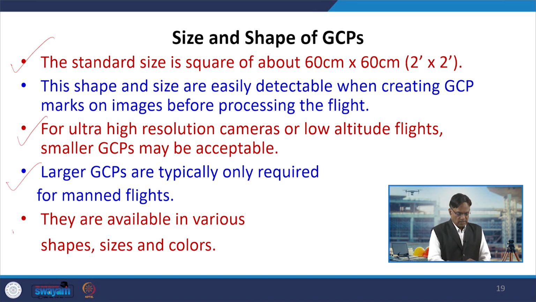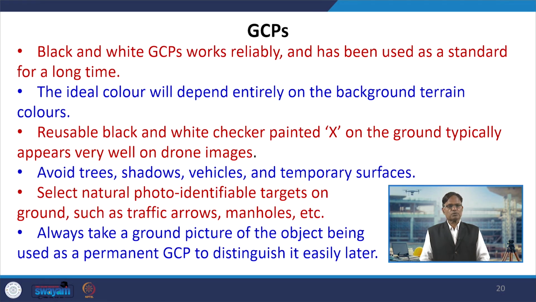Now these GCPs are available in various shapes, sizes and colors. Ready made ones are available, and we can make a selection from those also. Out of the colored ones, black and white GCPs work very reliably. That is what the literature says and it has been used as a standard for a very long time, because the colored ones sometimes merge with the background. The ideal color will depend on the background terrain colors. So the selection of the color of the GCPs will also depend upon the terrain background.